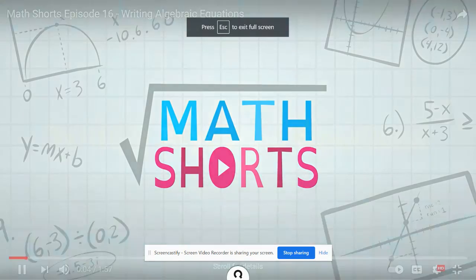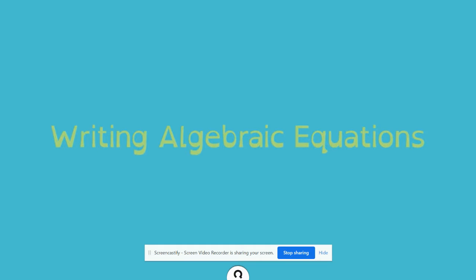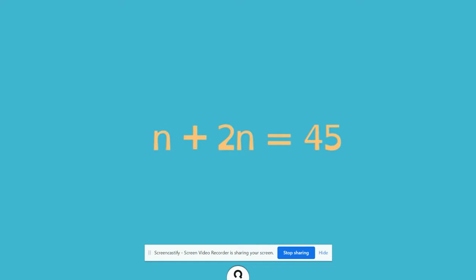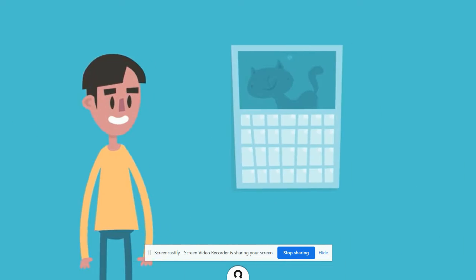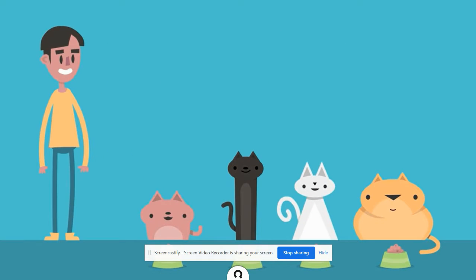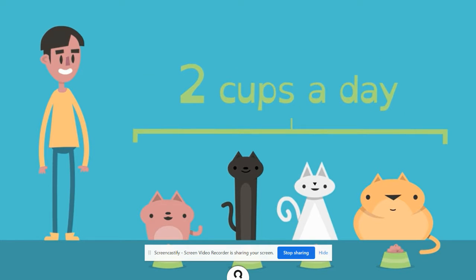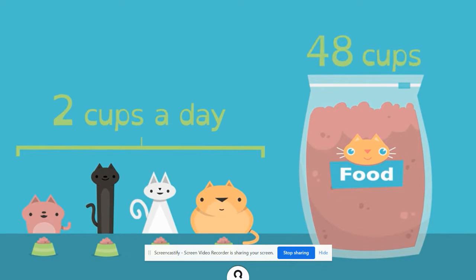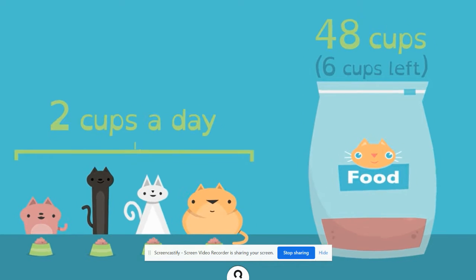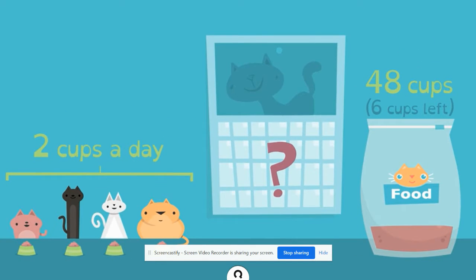Math shorts. Writing algebraic equations. Algebraic equations represent the relationship between quantities, using letters to represent unknown quantities. For example, Jason needs to plan when to buy cat food. Each of his 4 cats eats half a cup of food each day, or 2 cups total. This new bag of food holds 48 cups. When he has 6 cups left, he'll buy a new bag. When will he need to buy the next bag of food?